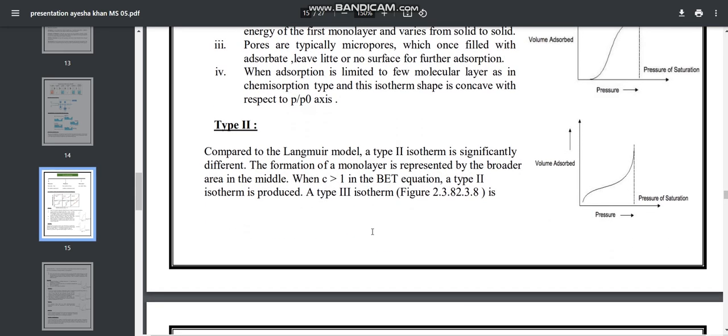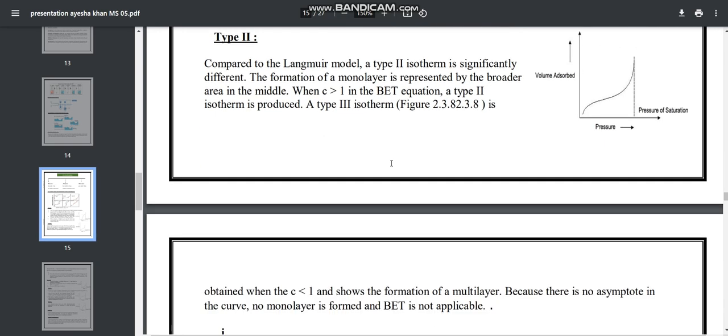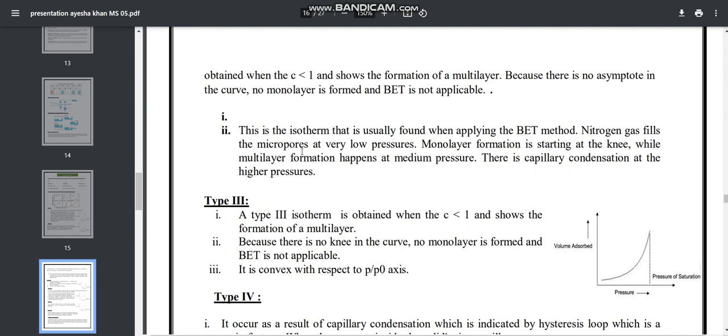The second is type 2 isotherm. If you compare this isotherm to the Langmuir model, a type 2 isotherm is significantly different. The formation of monolayer is represented by the broader area in the middle. When C is greater than 1 in the BET equation, type 2 isotherm is produced. This is an isotherm that is usually found when we apply the BET method. Monolayer formation starts at the knee point while multilayer adsorption happens at medium temperature.